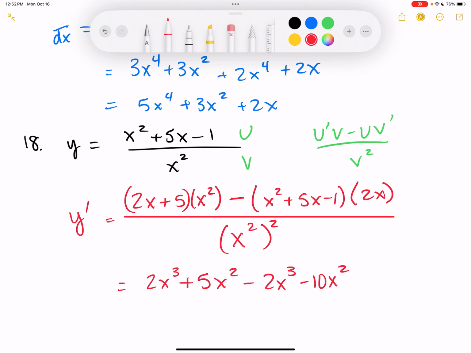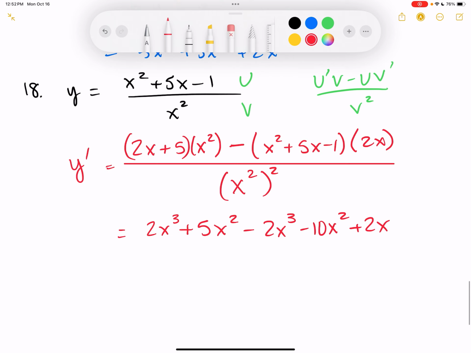Then I got negative and negative 1, so that's going to become positive times 2x. So that's just going to be plus 2x. And then now I just need to, yep, over x to the fourth. Sometimes I'll just work on the top and then simplify and then put it all over the bottom, but I don't want to do that right now and confuse people.